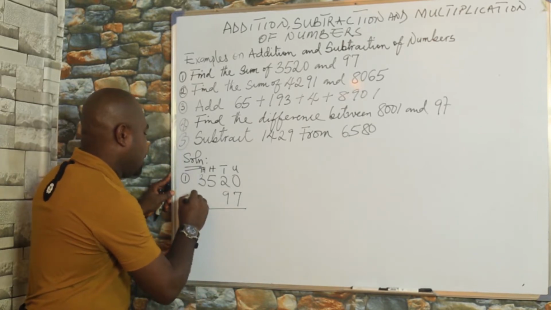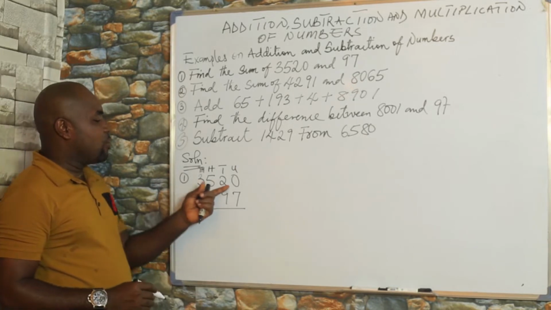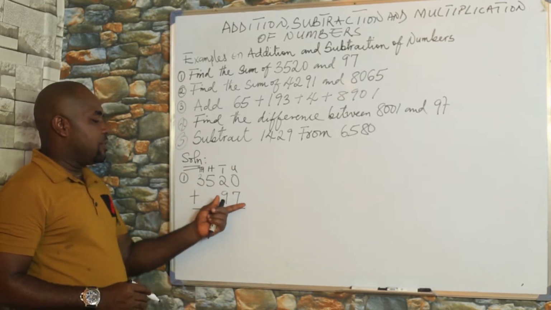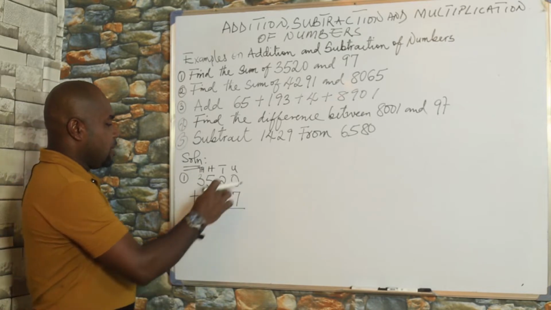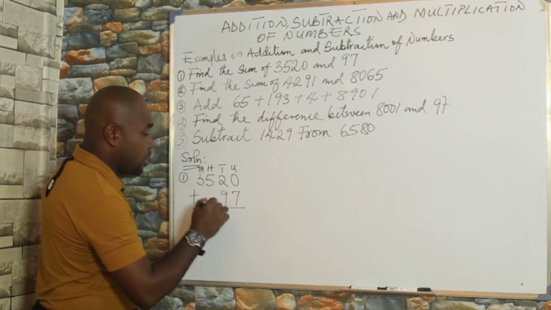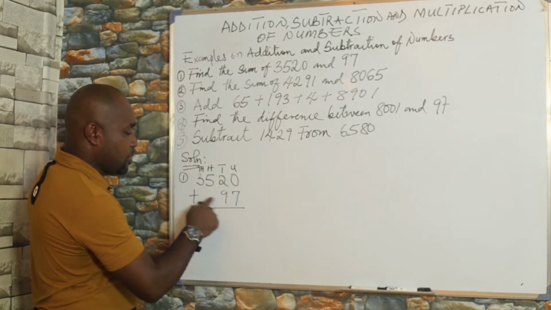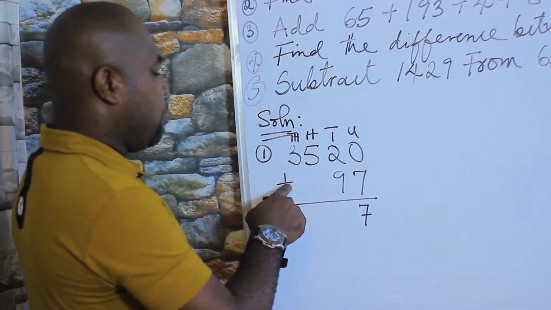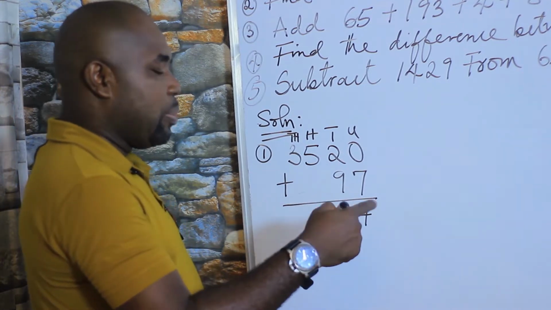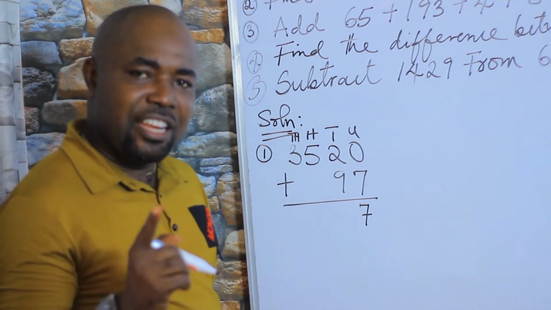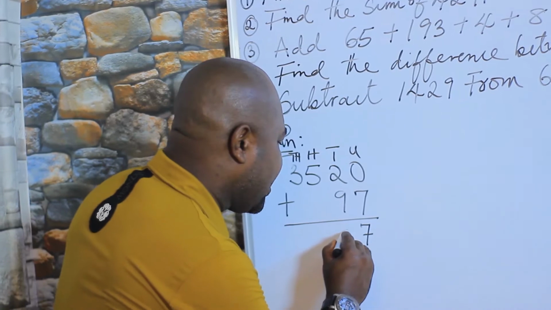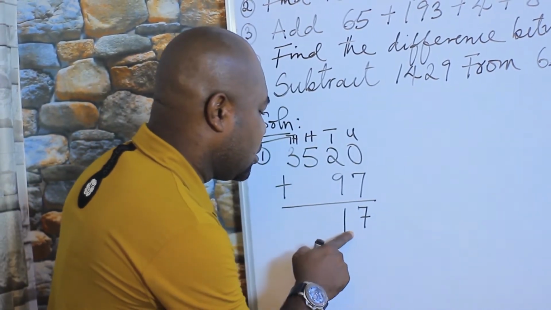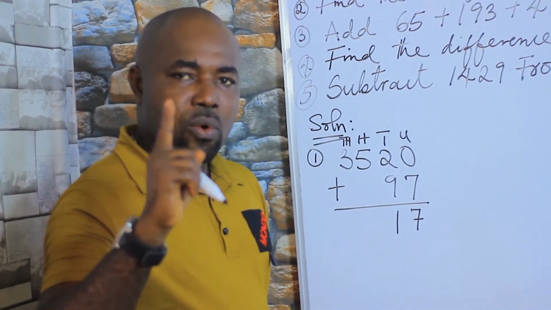So we are adding 3520 plus 97. We add 0 plus 7. This is 0 plus 7 is 7. 2 plus 9. 2 plus 9 is 11. So we write 1 and carry 1.